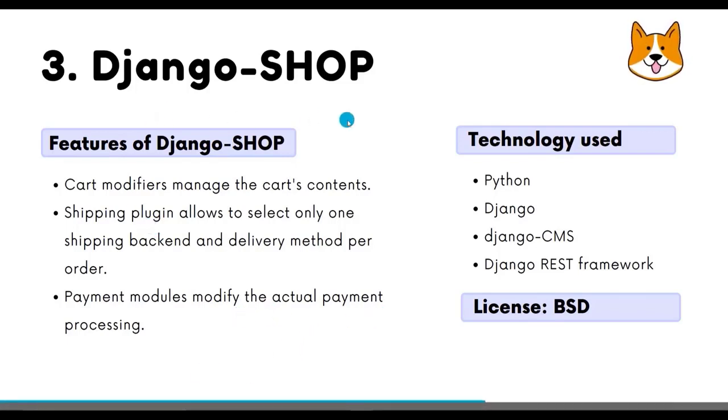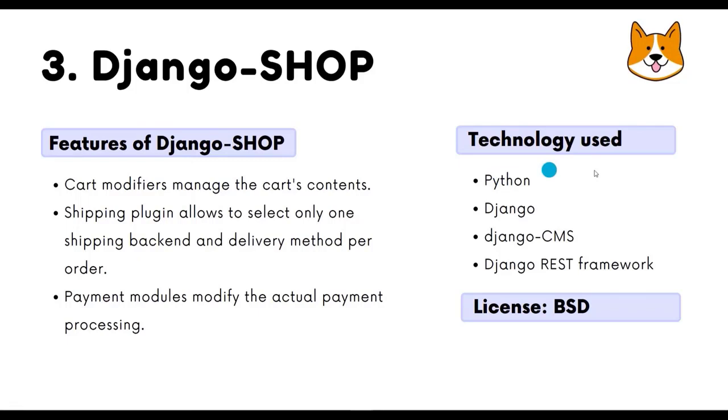This Django Shop library is developed using the technologies called Python, Django, Django CMS, which is a content management system, and the Django REST framework, which handles the APIs. So it is under the BSD license. Okay, I'm really curious to know what we have in top 2.